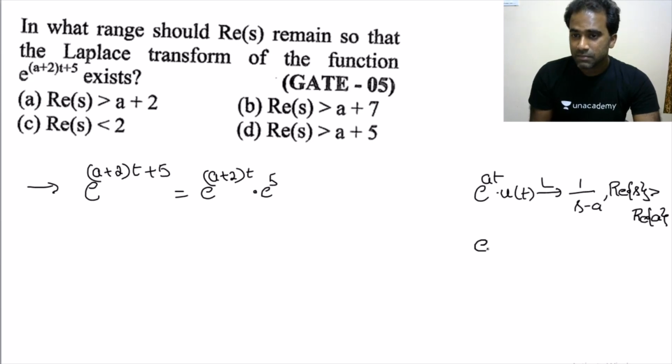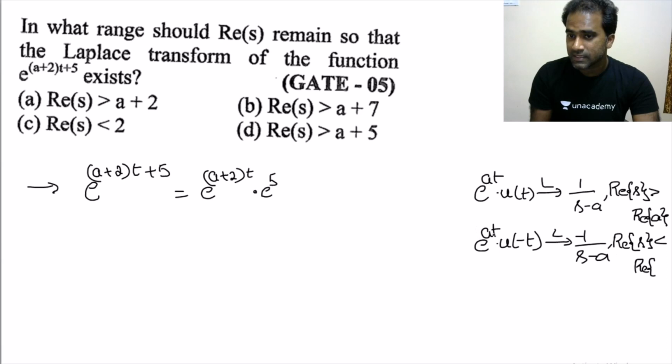Right? So if the same signal e power at is given with u of minus t, the Laplace transform will be minus 1 divided by s minus a. Instead of u of t, if you are having u of minus t, you get the same answer but with an extra minus sign. And one more thing: for left-sided signals, ROC also will be left-sided. So it will be real part of s less than real part of the pole. The pole here is again a. So this is the ROC.